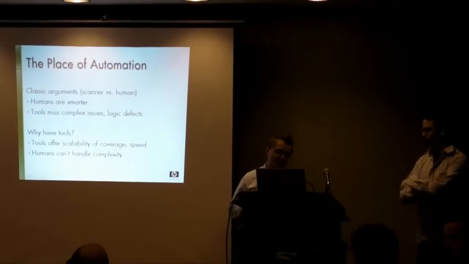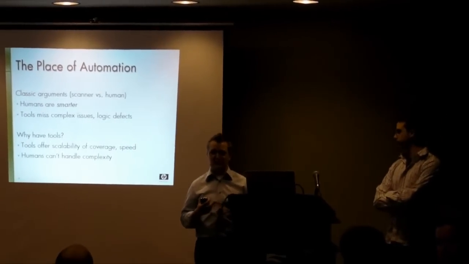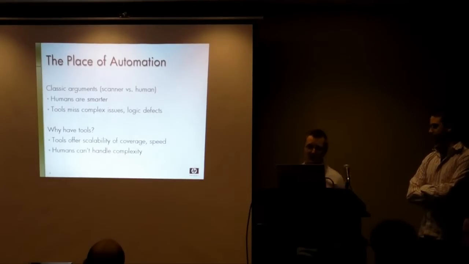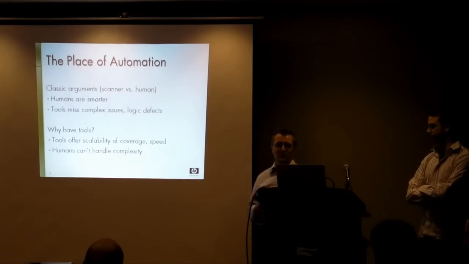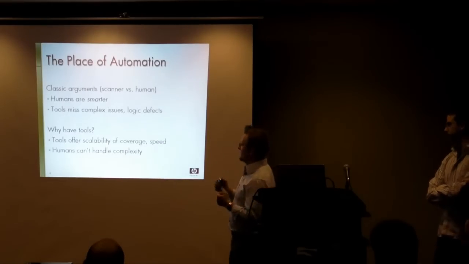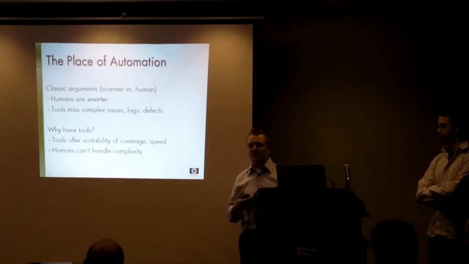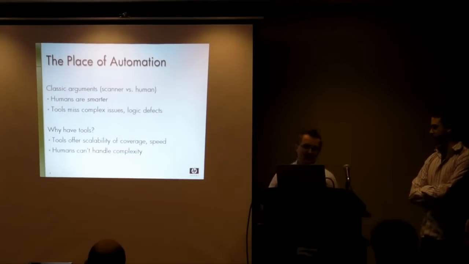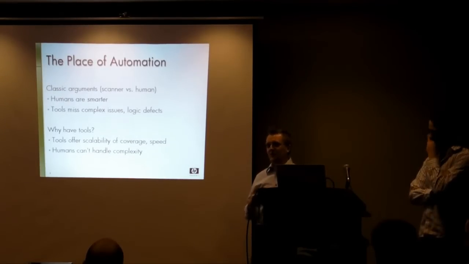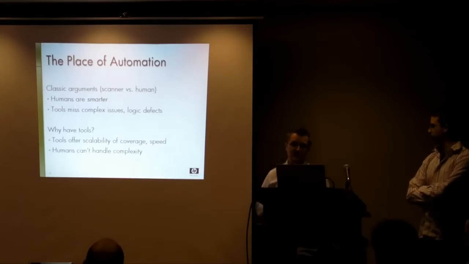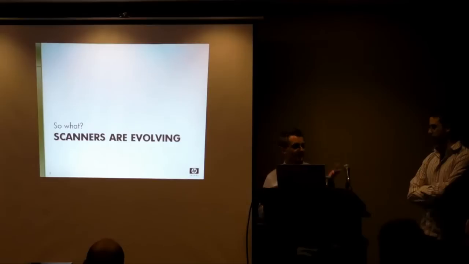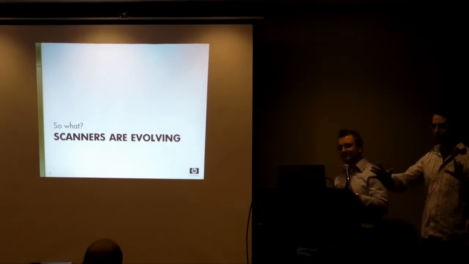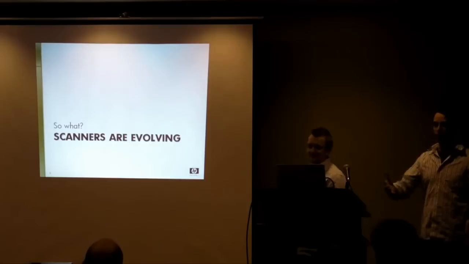Because quite frankly, plumbers have tools, mechanics have tools, heck, cavemen made tools. That's why we're here. There's a lot of things that humans can't do. Humans can't handle the coverage, scalability, and speed. You just can't work as fast as a quad-core multiprocessor machine. Humans can't handle this kind of complexity that we can do in code, which makes life a little more interesting as well. So the whole idea is that we're trying to take the human element, move it more toward the scanners, and we need to force this stuff to evolve, right?